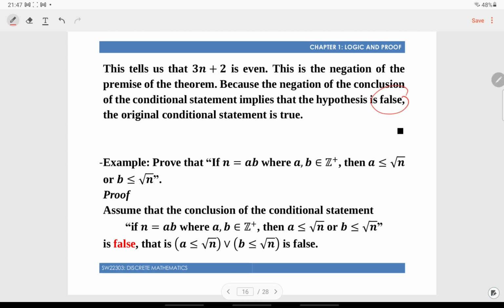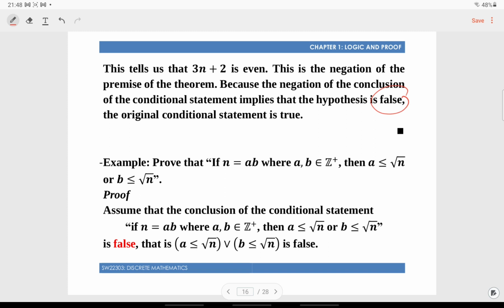Okay, the negation of the conclusion of the original conditional statement, because in our assumption we let the conclusion of the original statement be false, so the outcome is we come out with the negation. So that means the original statement is true. So that is what we call the proof by using contraposition.